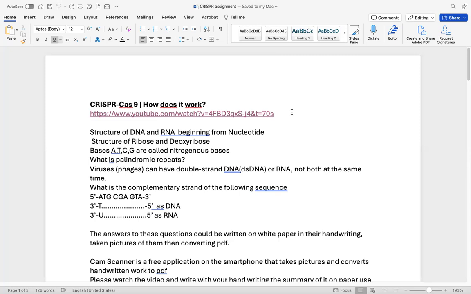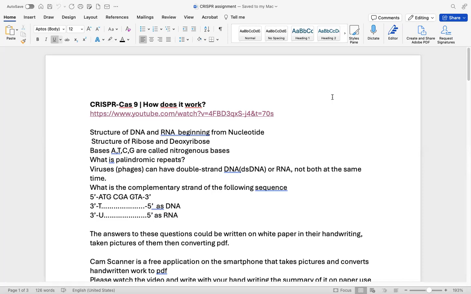So first and foremost, before we can proceed to discuss what is CRISPR, you need to revise back a bit. You can just Google while we are discussing. The structure of DNA, the structure of RNA. So what's the difference? DNA, we have double strand. RNA, we have single strand, and one of the nucleotides or one of the bases is different from DNA.